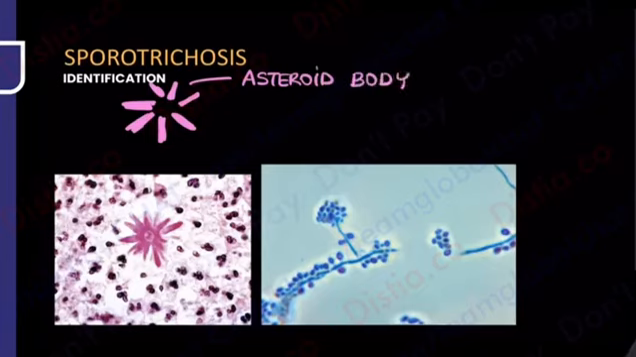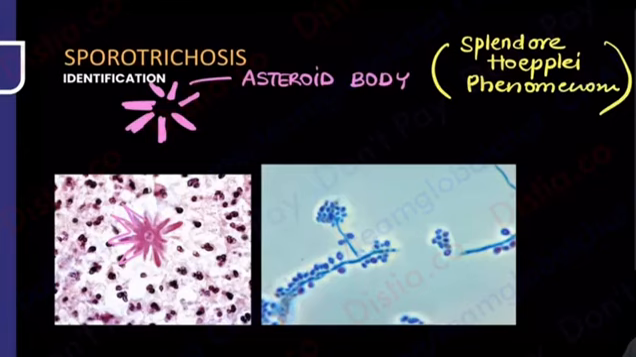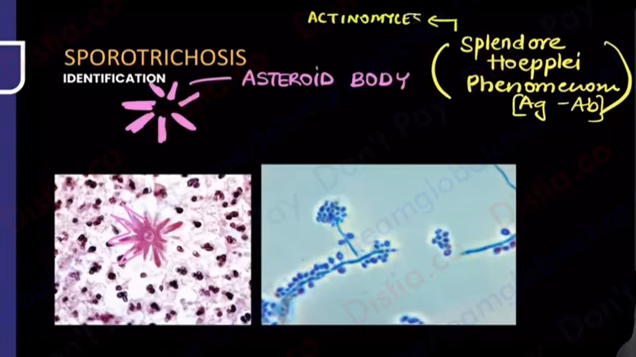You must be wondering, what are these pink lines that you're seeing over here? This is referred to as the Splendore-Hoeppli phenomenon. Where else have I taught you Splendore-Hoeppli? We studied it in Actinomyces, remember? There also I told you this was the famous antigen-antibody reaction. So, quick recap: the Splendore-Hoeppli phenomenon is known with Actinomyces, and also with sporotrichosis or Sporothrix schenckii.